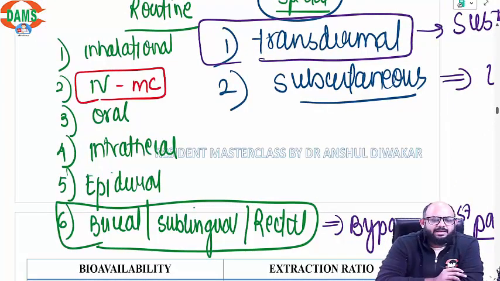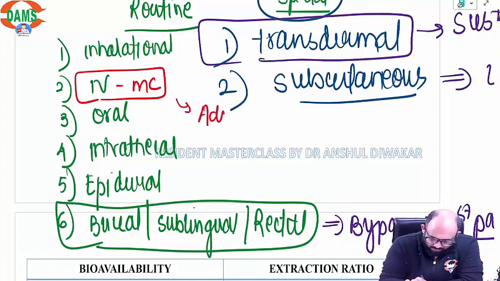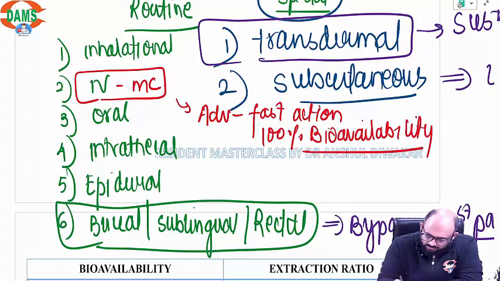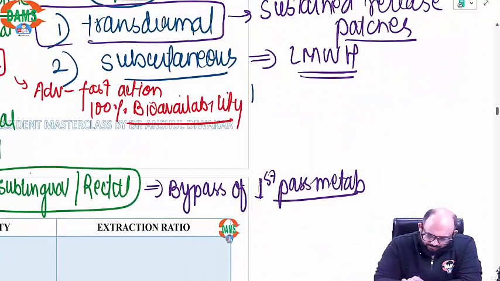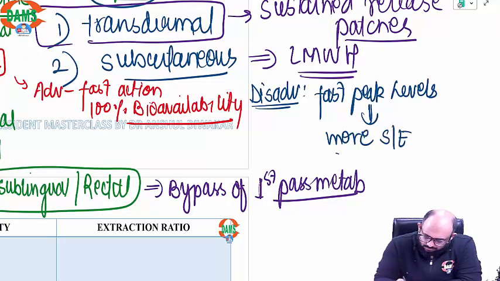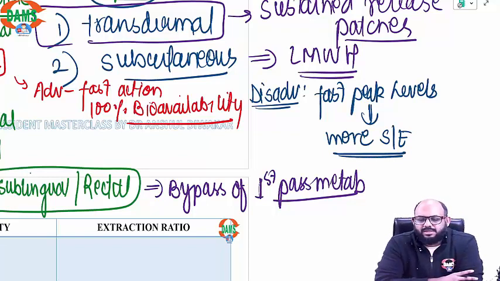Let's come to the most common route that we use, which is IV. What is the advantage? Fast action, because there is 100% bioavailability. But the disadvantage is because there is fast peak levels, so more side effects.